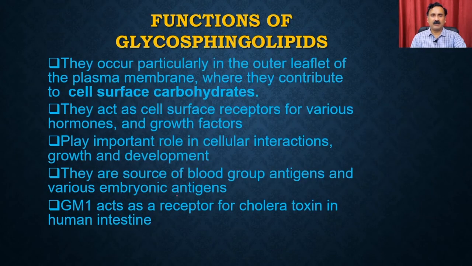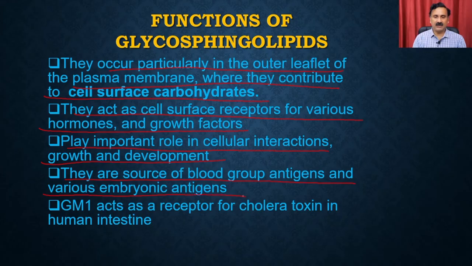What is the function of the glycolipids? They occur particularly in the outer leaflet of the plasma membrane, where they contribute to the cell surface carbohydrates. They act as a cell surface receptor for various types of hormones and growth factors. They play an important role in cellular interaction, growth and development. And they are a source of the blood group antigens and various embryonic antigens. And the GM1 acts as a receptor for the cholera toxin in the human intestine.